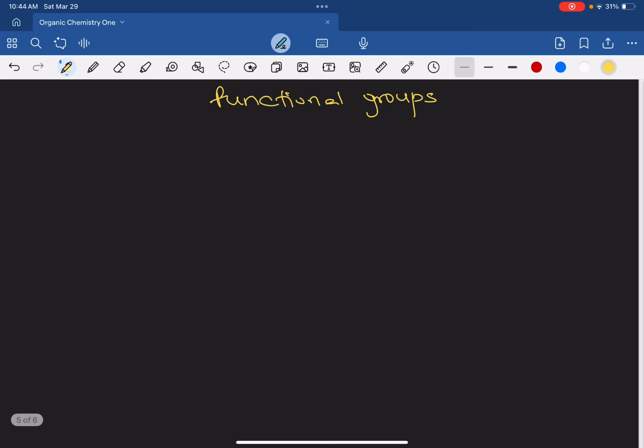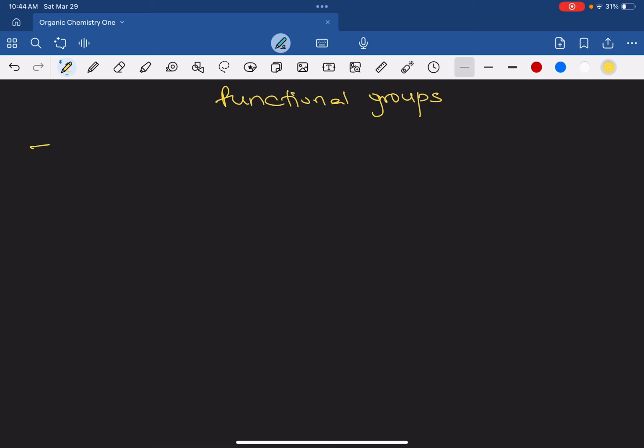Okay, let's talk about functional groups. Now, functional groups are very important in organic chemistry. They are the basis on which compounds are named, right? So they're the basis on which we name compounds, so the nomenclature. Also, functional groups are used to place compounds in different classes.